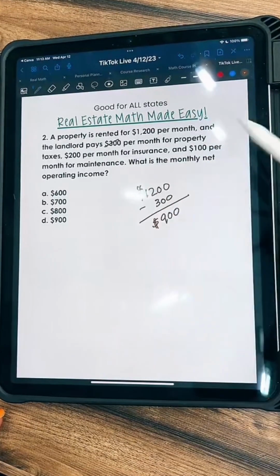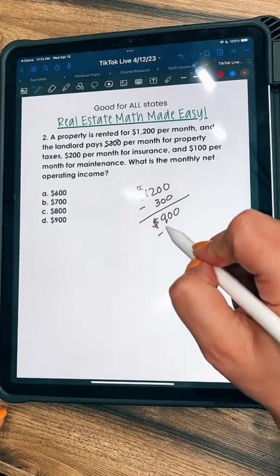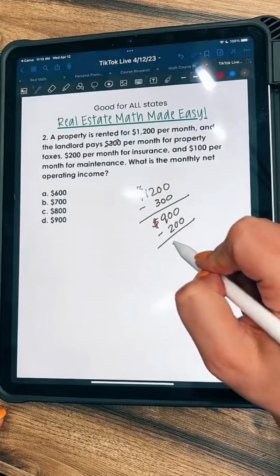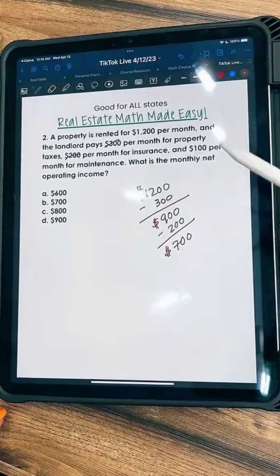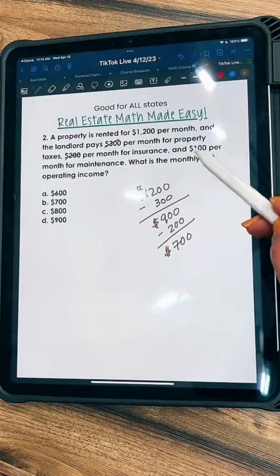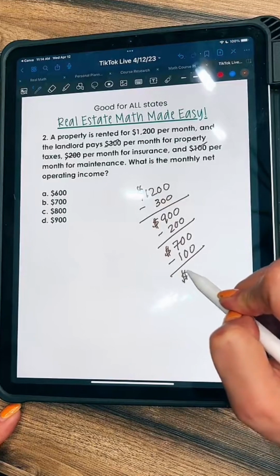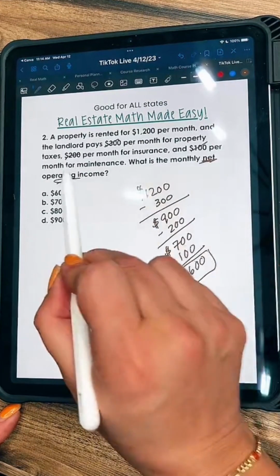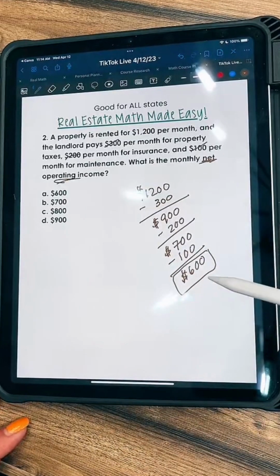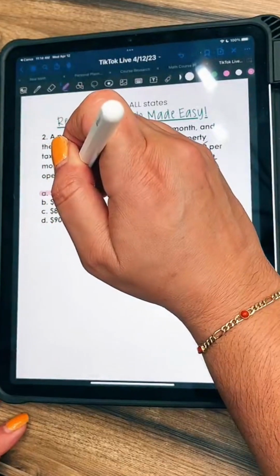Okay, so we got rid of this. And now we have $200 a month for insurance. So let's subtract 200 and we get $700. Okay, so we did that. And now we have $100 a month for maintenance. So minus 100. Sometimes these questions are literally that easy. They put in these big words to scare you, but it's literally that easy. So there's your answer, 600, A.